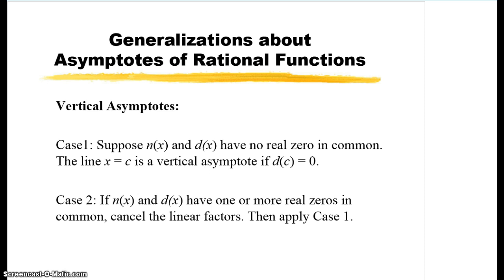Okay, so let's see. Here are the generalizations about the asymptotes that rational functions have. For the vertical asymptotes, you have two cases.